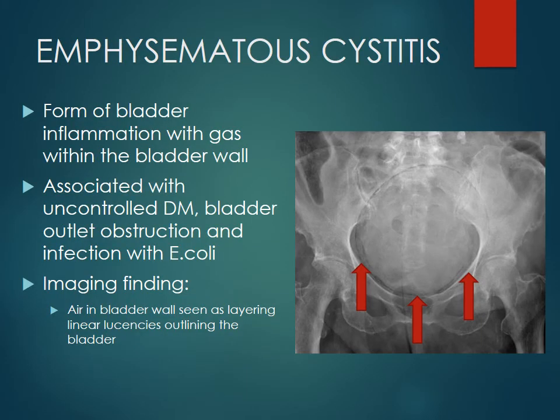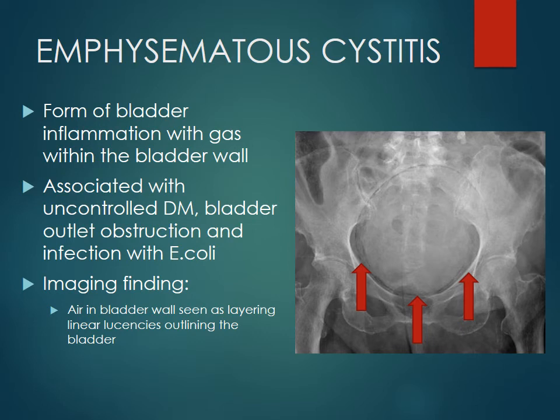Emphysematous cystitis is a form of bladder infection wherein there is gas within the bladder wall. This condition is associated in patients with uncontrolled diabetes mellitus, chronic bladder outlet obstruction, or an ascending infection from E. coli. So imaging finding, similar to emphysematous pyelonephritis, air is identified. But in this case, it would be within the bladder wall.